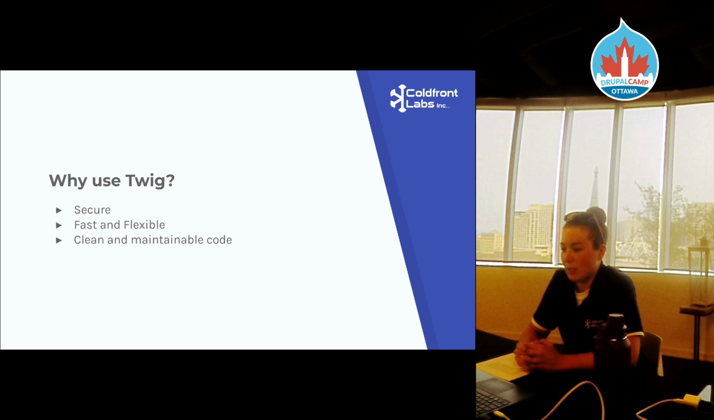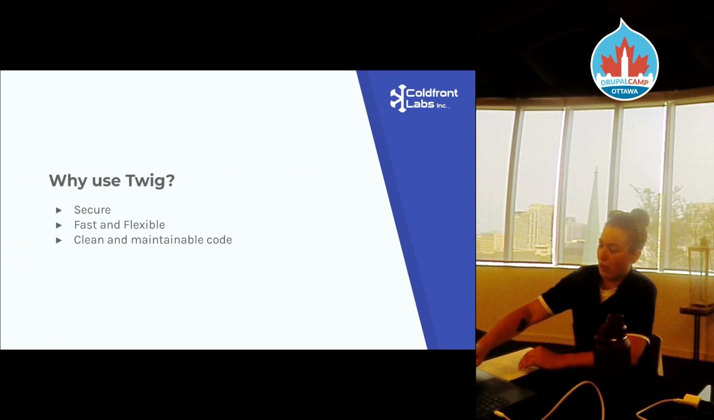Twig was adopted into Drupal for many reasons. It introduces auto-escaping and sanitizes all HTML for improved security. It's cleaner and simpler than the previous PHP templates, and it improves the performance by having all the templates being compiled into optimized PHP code. So in short, it's secure, fast, flexible, and it doesn't hurt your eyes when looking at the code.